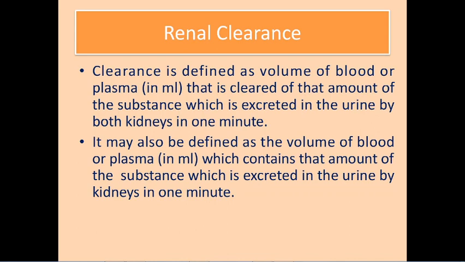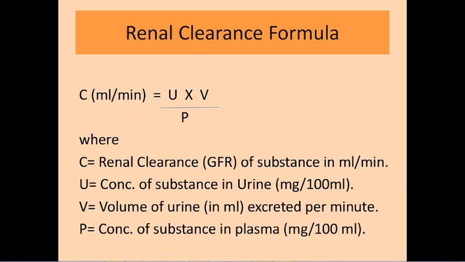So it can be defined as the volume of blood or plasma that is cleared of the amount of the substance which is excreted in the urine by both the kidneys in one minute. That is called clearance. The formula to calculate clearance, always expressed in ml per minute, is U into V divided by P.